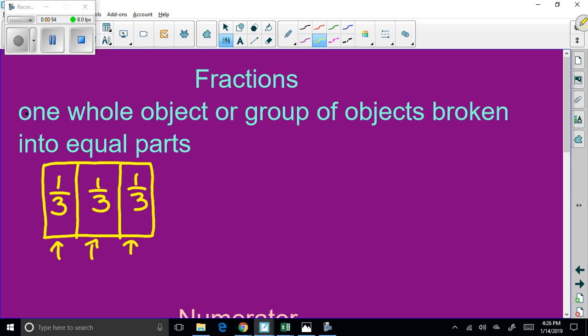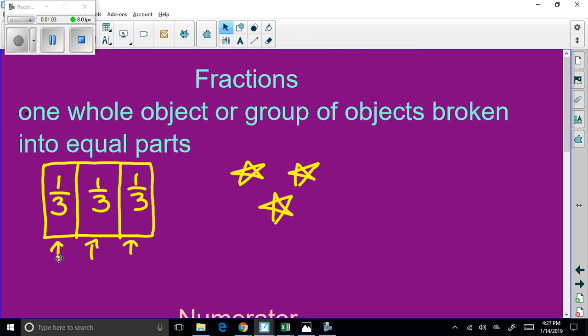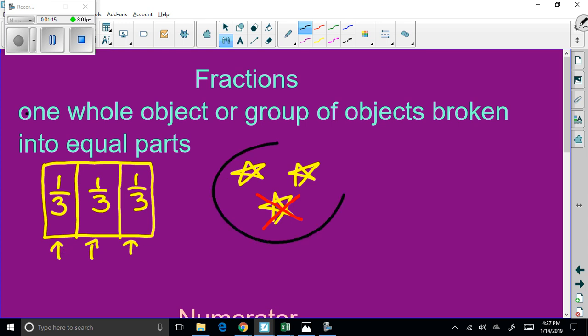You could also have groups of something. So I could have a group of stars. Here's my 3 stars. If I ask you what fraction of stars have a red X over it, you could look at it and say, oh, well, if the whole group makes 3, then I know that 1 star out of all 3 has an X over it. And that would be my fraction for that.